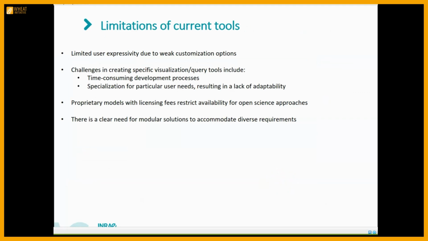Other approaches could consist of developing a specific visualization tool or query tool, which has been done for some labs or groups here, but it's very time consuming in development processes, and in general it's very specialist for particular needs. So there is a lack of adaptability in the frame of needs. And if we look at a model such as Neo4j Bloom, it relies on a proprietary model needing licensing fees, which restricts its usage for open science approaches. So there is a need for a modular solution to accommodate diverse requirements.